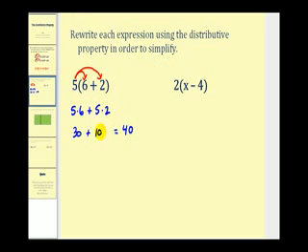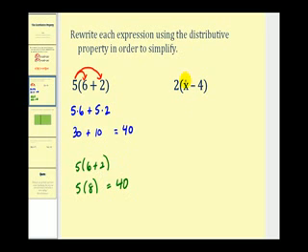Well, let's take a look at this again. If we had 5 times the quantity 6 plus 2, and we wanted to simplify using the order of operations, we would perform the addition inside the parentheses first. So this would be 5 times 6 plus 2, that would be 8, and 5 times 8 is also 40. So whether we apply the distributive property to simplify or use the order of operations, of course the result is the same. Let's take a look at another one where we have a variable involved.